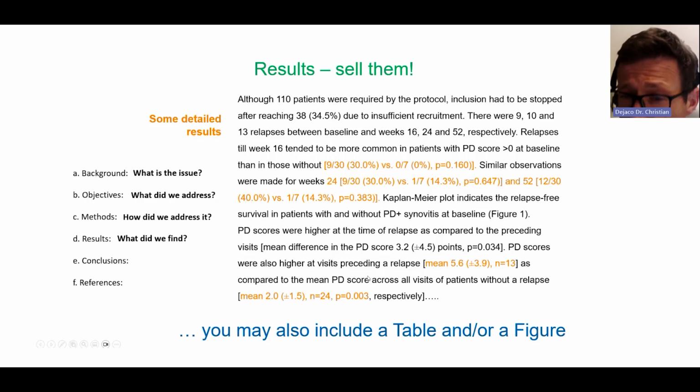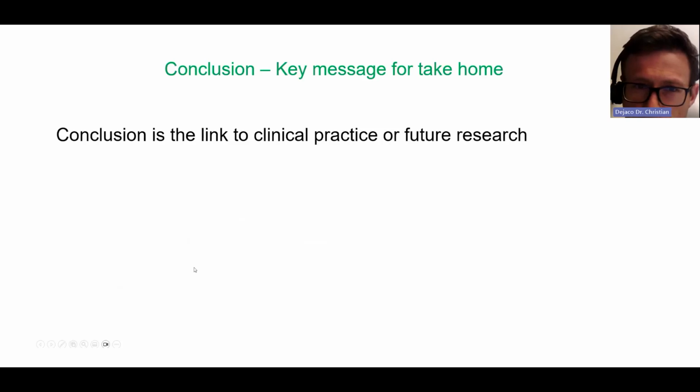And you can also include a table and or a figure. Usually you have 2 things, so either 2 figures or 2 tables or 1 and 1 that you may include. And that's also helpful in terms of reporting some numbers already in the abstract.